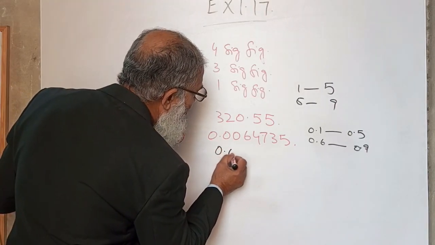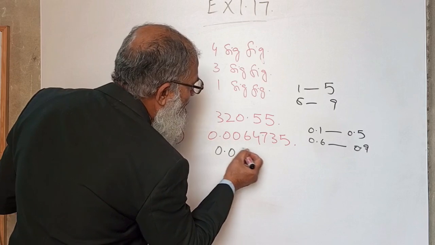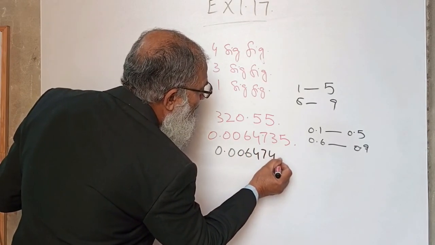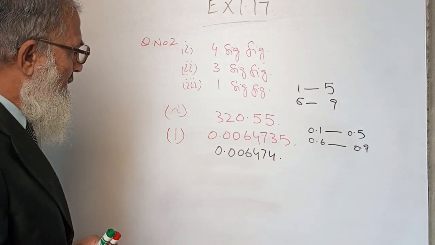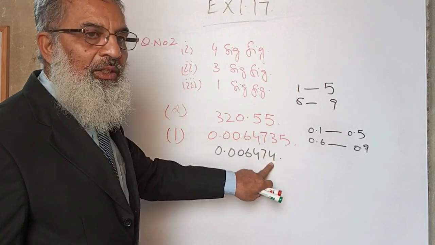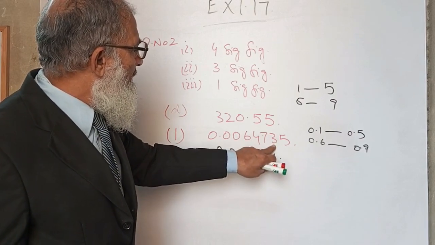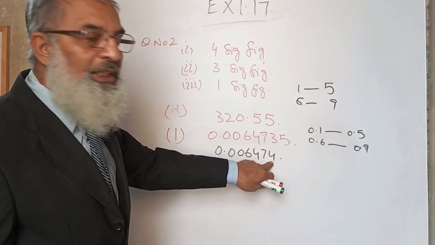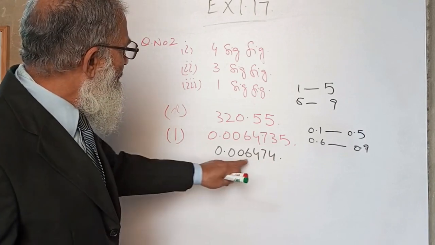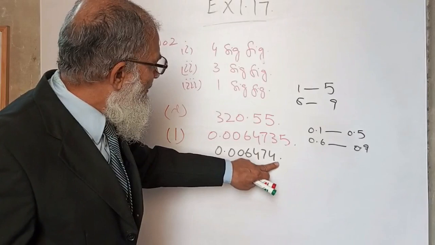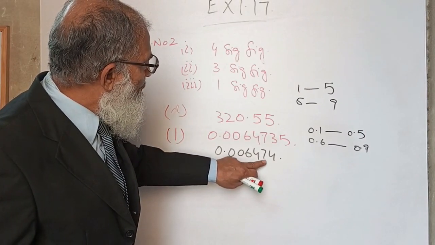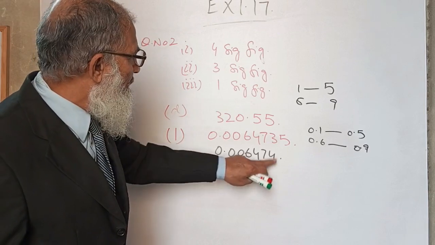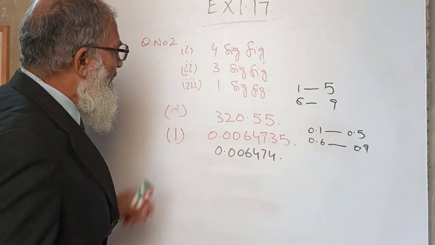Now what we do here is we'll ignore this and it will become like this. We have taken the next of this number, the sixth decimal place. We have shifted the sixth decimal place to the next higher number. Now this whole number is 0.006474. Now to three decimal places.